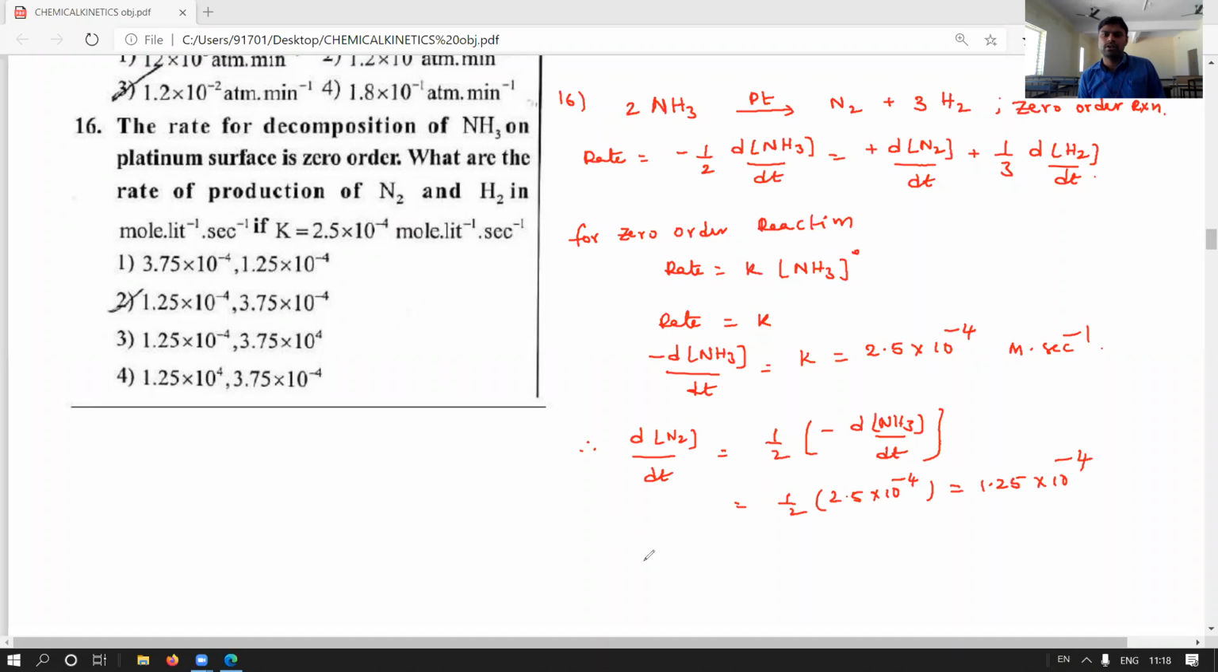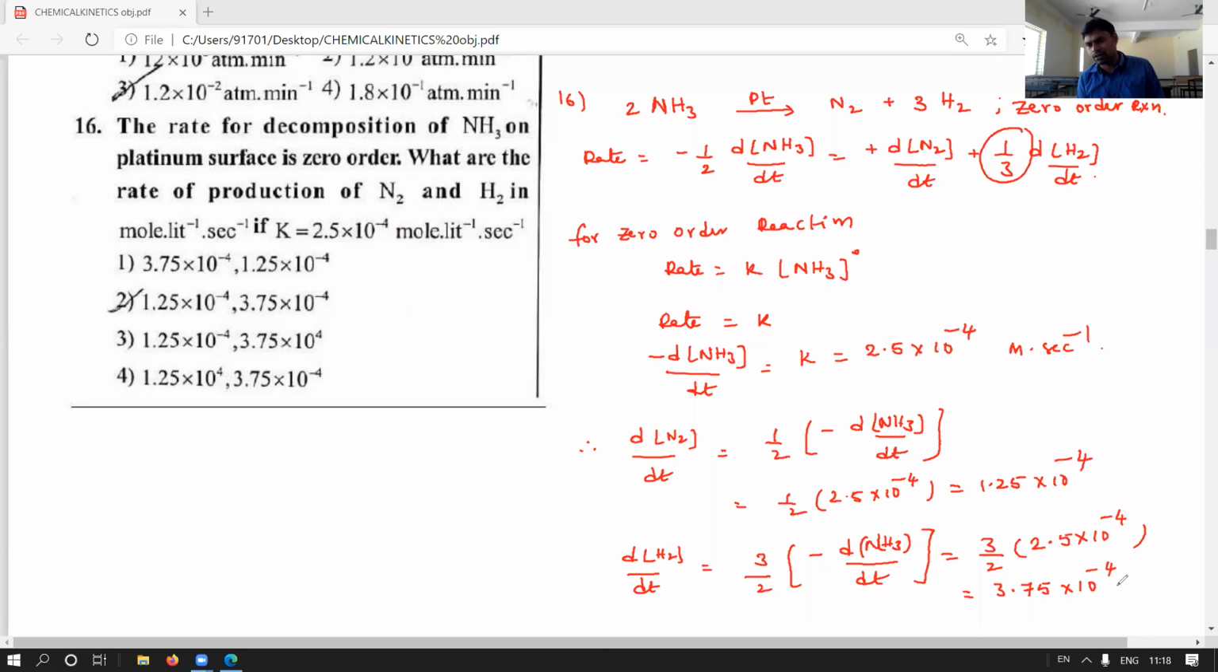Okay, it's very clear. And the rate of formation of H2, the rate of formation of hydrogen gas, is equal to this 1 by 3 coming to this side, means 3 by 2 into minus dNH3 by dt. Then it is equal to 3 by 2 into 2.5 into 10 to the power of minus 4. On simplification, we get 3.75 into 10 to the power of minus 4 mole per liter second inverse. So the correct answer is the second one. Let's see, this is very simple.